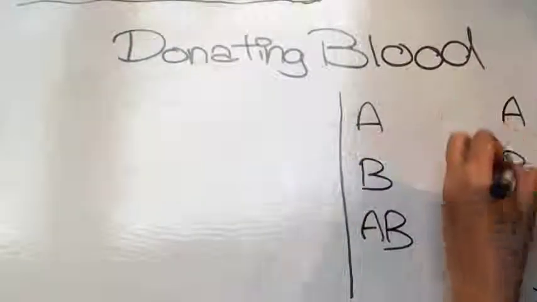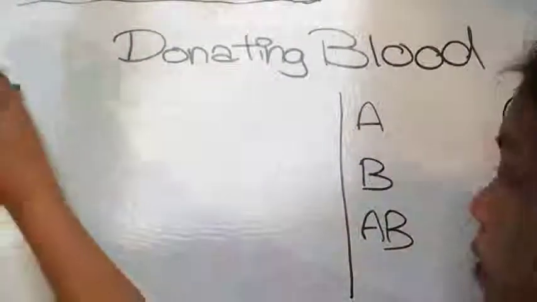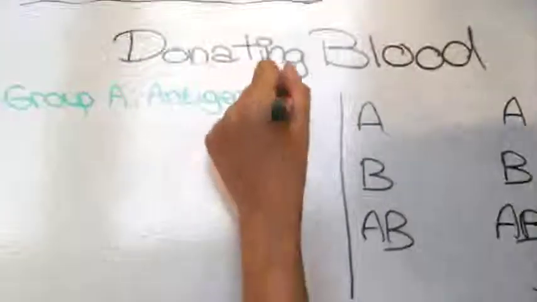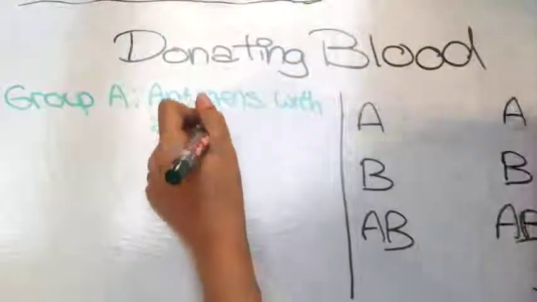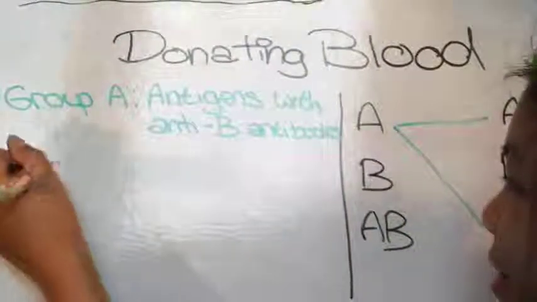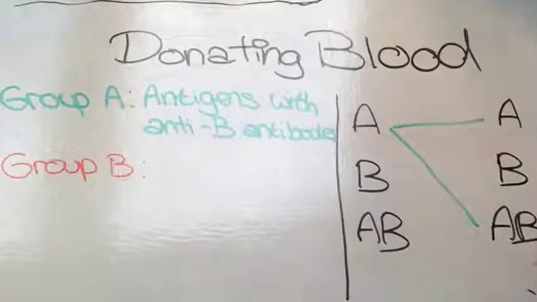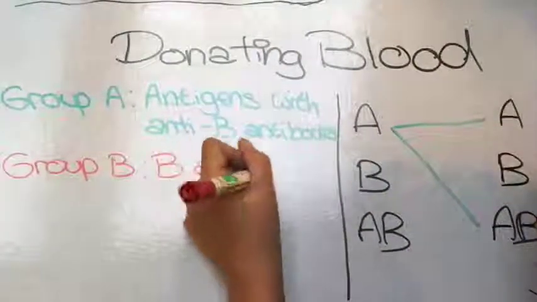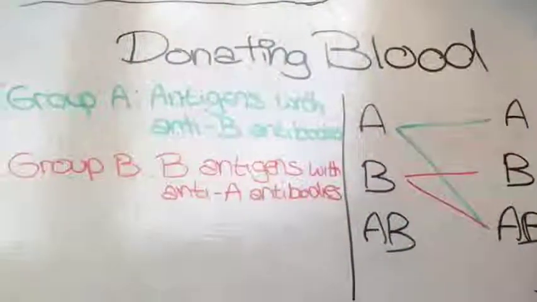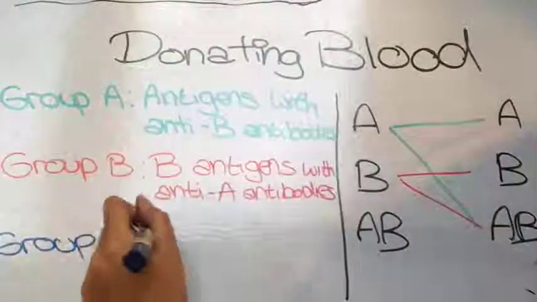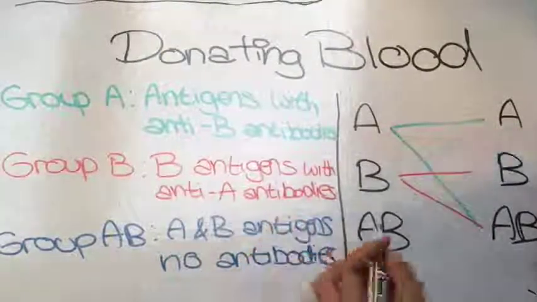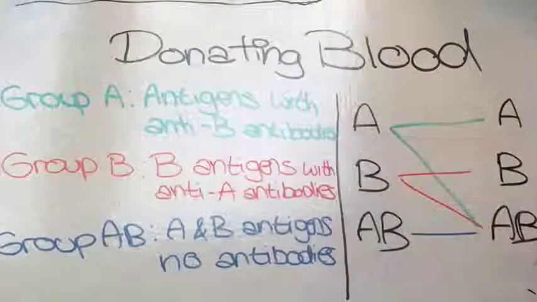Donating blood. Group A has A antigens on the red blood cell with anti-B antibodies in the plasma, which means they can only donate to Group A or AB. Group B has B antigens with anti-A antibodies in the plasma, meaning Group B can only donate to Group B or AB. And Group AB has both A and B antigens and no antibodies, meaning Group AB can only donate to AB.